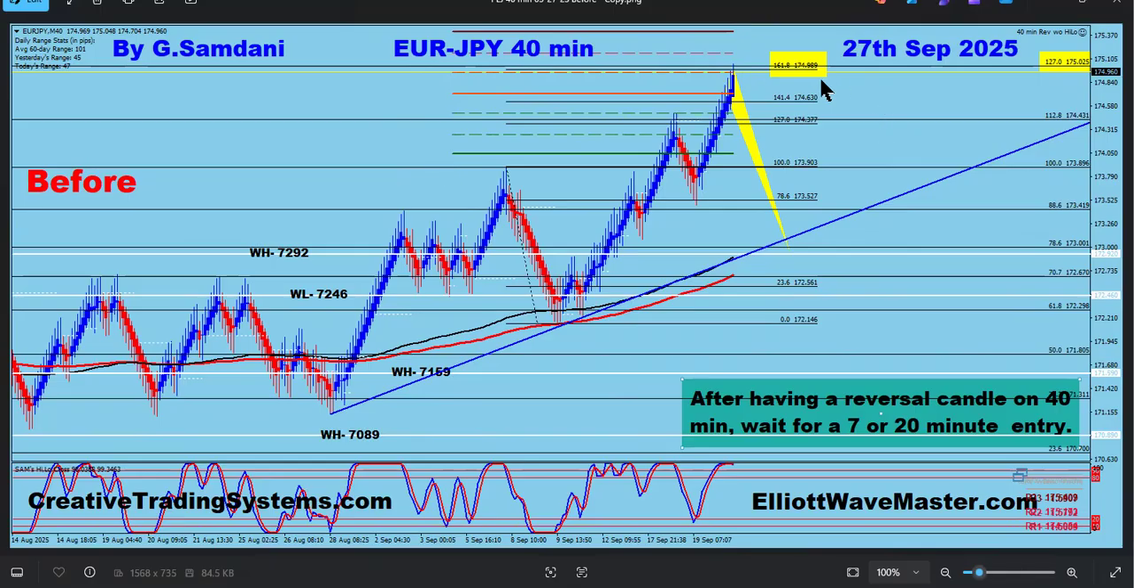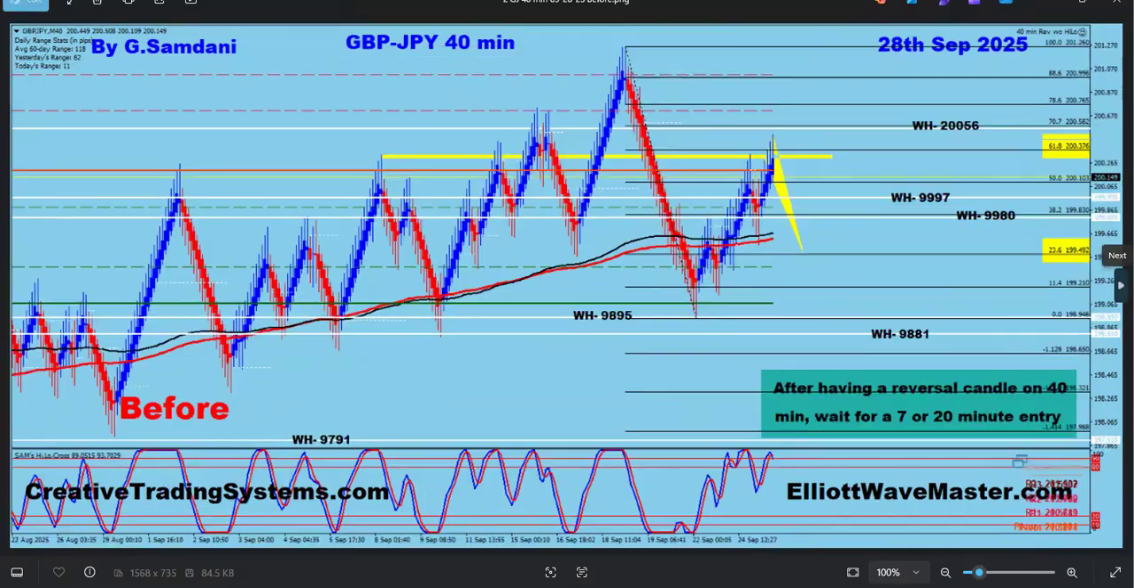So, for example, here on Euro Yen, extension level 161. So I said, okay, it's going to drop here. And according to the Yen index, Yen is supposed to be getting a little bit strong. So I said, okay, all yen pairs will drop. So Euro Yen was the first chart I made that is going to drop, and it was made last Saturday.